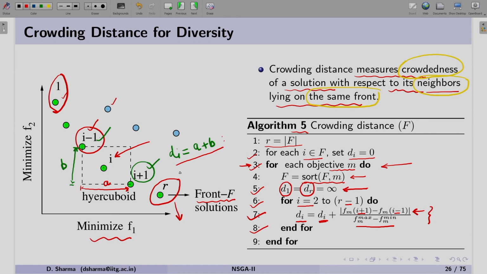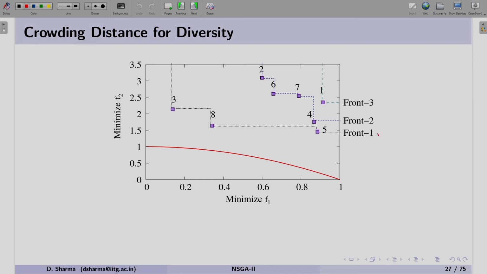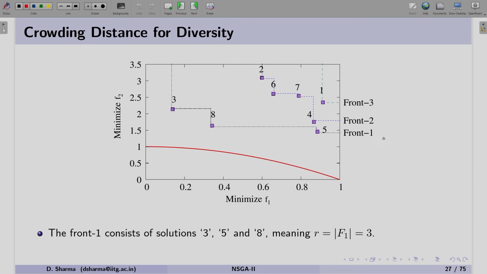So, this signifies the perimeter of the hypercuboid. Algorithm 5 represents how we can calculate the crowding distance for each solution. So, let us apply this crowding distance to the given example. Here, as we can see in the figure, we have front 1, front 2 and front 3. We remember that we apply crowding distance to the same front solutions. So, let us take front 1. It consists of solutions 3, 5 and 8, as we can see from the figure.